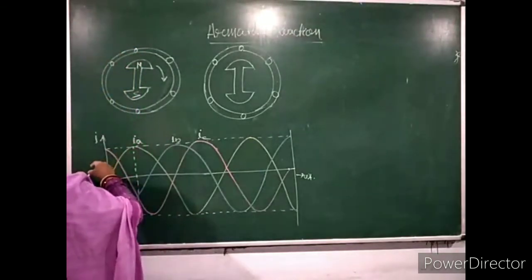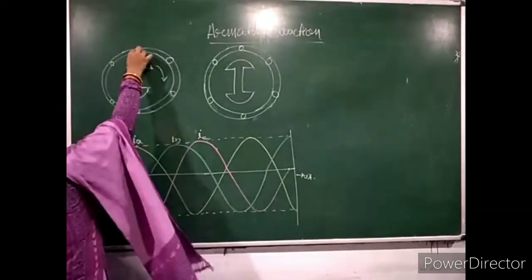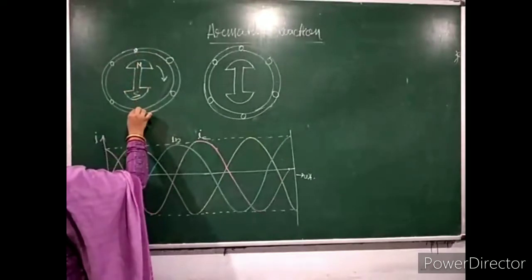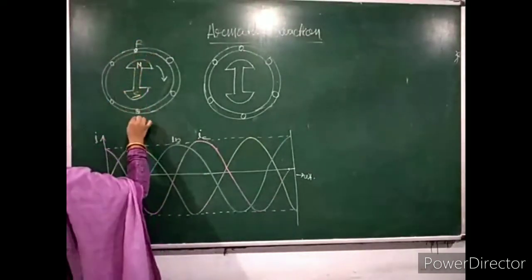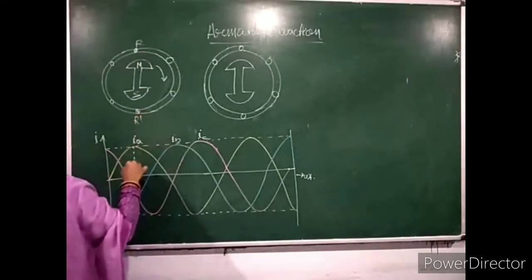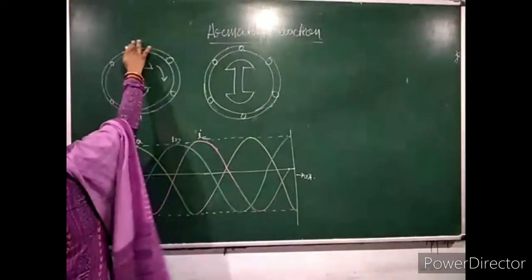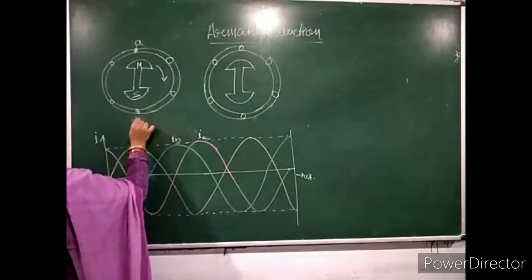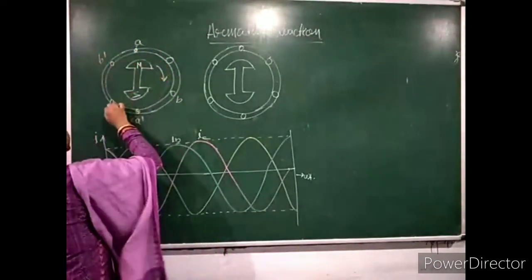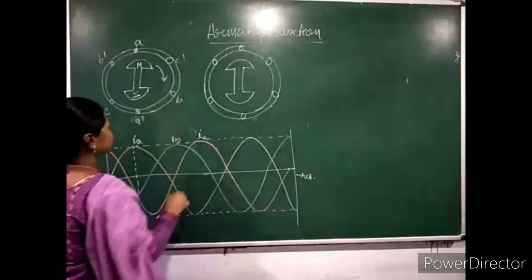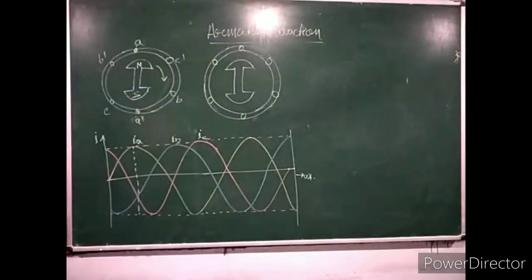So inward is denoted by cross, and outward by dot. Suppose this is the red phase, R, R dash, or I may write it as A and A dash. Similarly B, B dash, C, C dash. These three phases are displaced by 120 degrees from one another.